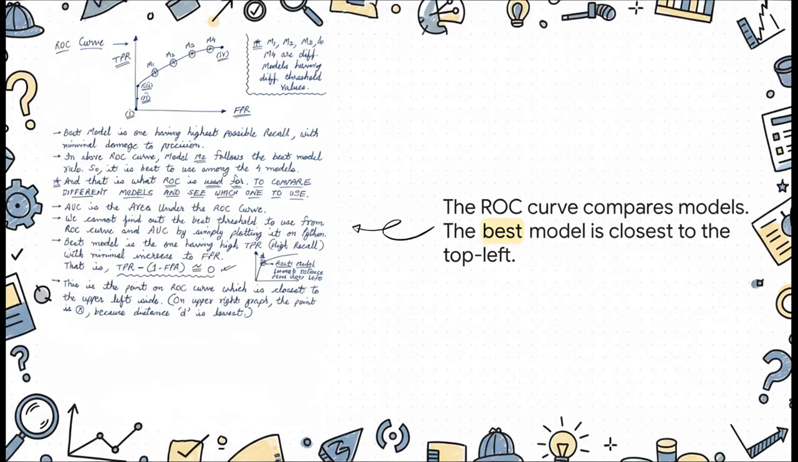But what if you have a few different models to compare? That's where a tool like this ROC curve comes in. Now don't worry about all the details on the left, just focus on the big idea here. This chart lets us see the trade-off between finding all the good stuff and accidentally raising false alarms. The best model is always the one that gets closest to that top left corner. That's the sweet spot. It means you're finding most of what you're looking for without crying wolf all the time.